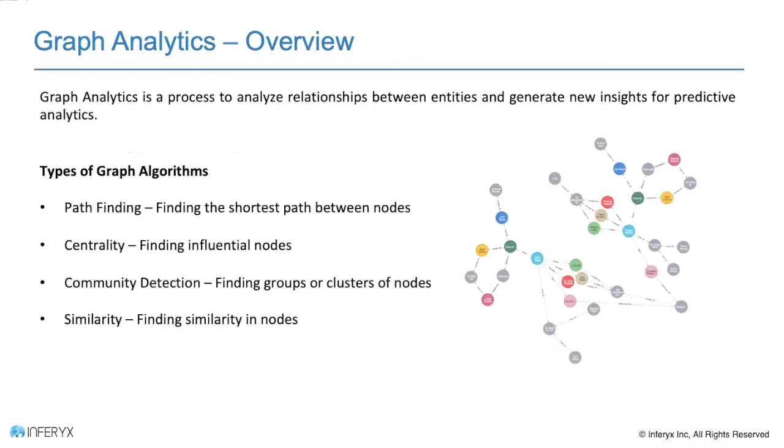Graph analytics. So what is graph analytics? Graph analytics is just another type of analytics. Like you have various types of analytics where you are analyzing data for prescriptive analytics or descriptive analytics or predictive analytics. So graph analytics is another area which can help you in the area of predictive analytics.